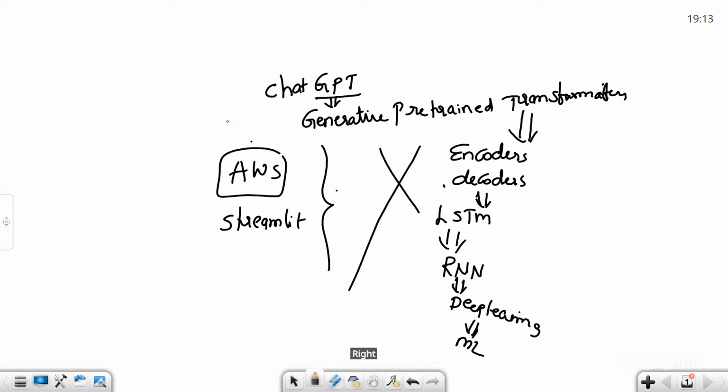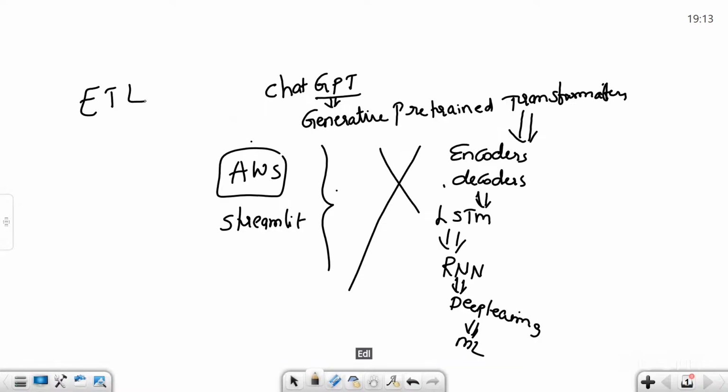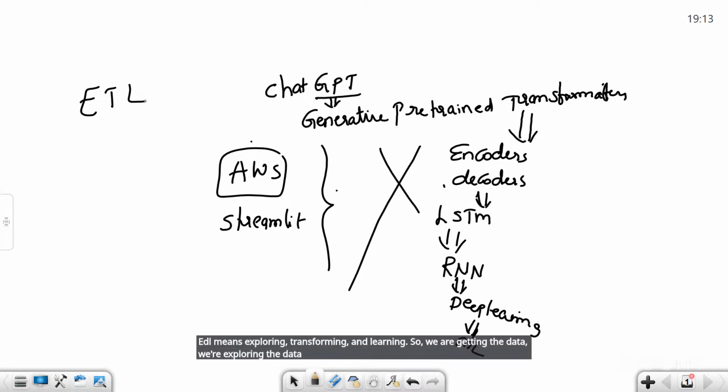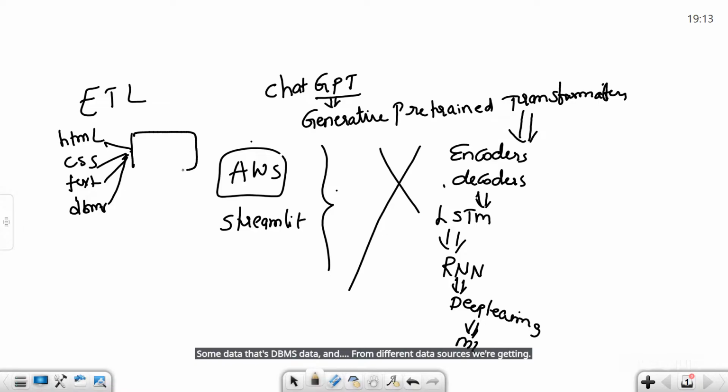Okay, it can be done by generative AI. If I look into the problem, I can tell you about ETL. ETL basically means extracting, transforming, and loading. So we are getting the data, exploring the data from different sources. Maybe your data could be HTML format data, or CSS data, or text data, or some database, DBMS data or anything. From different data sources we are getting it. You are transforming the data into a single proper data set, and then you are loading into your own database, right?